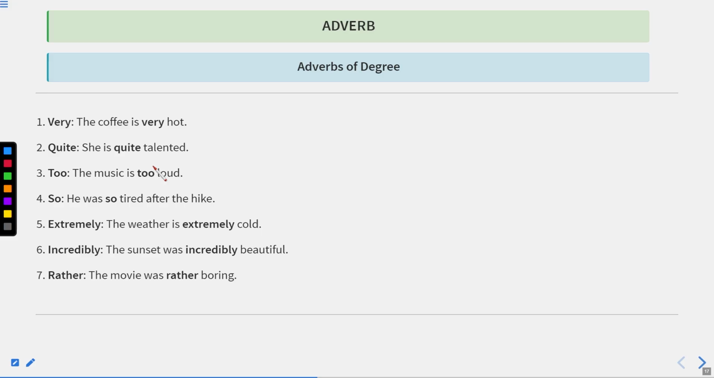The music is too loud. How much loud? Too loud. It means extremely very loud. He was so tired after the hike. Now we cannot write so just like that, because if we want to write so, we have to elaborate the entire sentence. So he was so tired after the hike that he went asleep. Okay, so he was so tired. Okay, so is showing us the quantity or the extent of his tiredness.